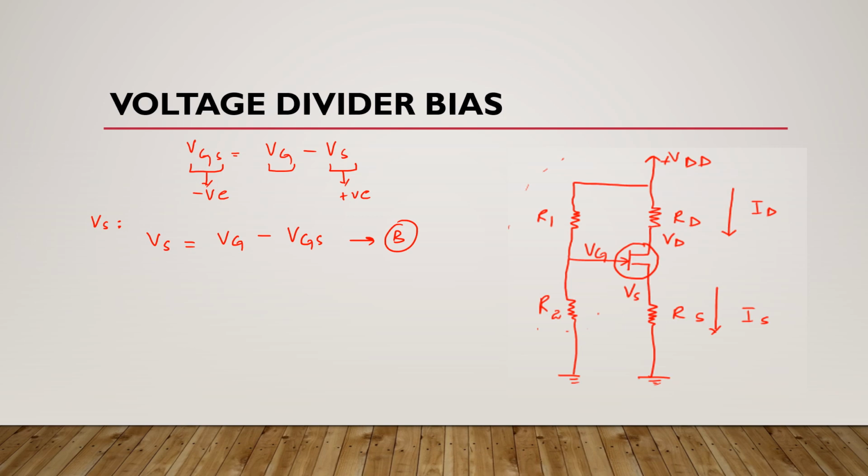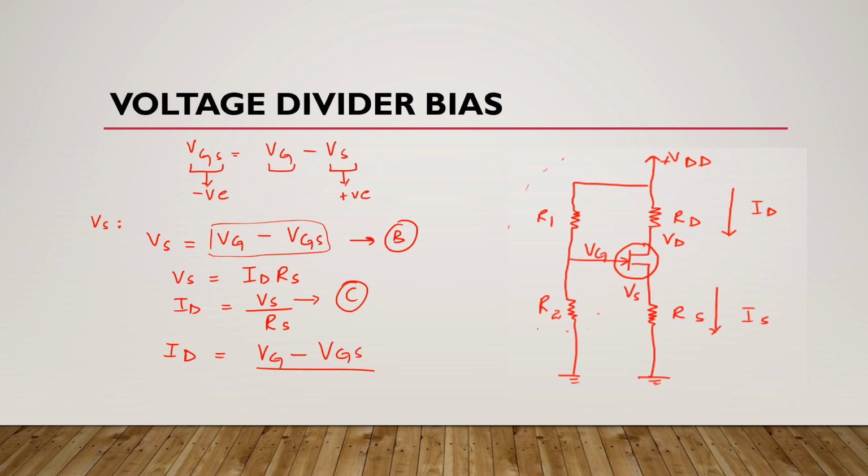From our last slide we know that source voltage is equal to drain current multiplied by source resistor. Now the equation for drain current will be source voltage divided by source resistor. Here we know that this VS is VG minus VGS. This is equation C. So if we substitute this value here, we get drain current is equal to gate voltage minus gate to source voltage divided by source resistor. So this is another equation for drain current, and we call this equation D.